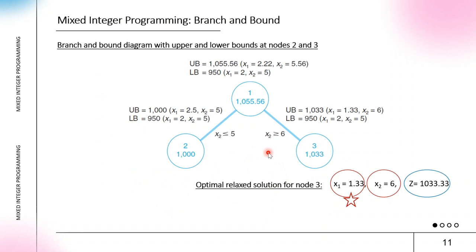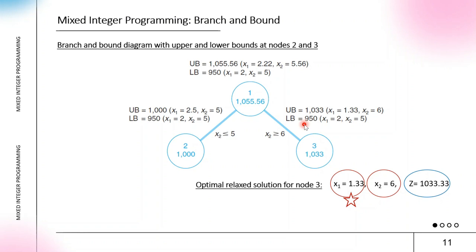This slide compares the bounds and the results from both branches. For node 2, the lower bound is 950 and the upper bound is 1000. For node 3, as we can see from here, the lower bound is 950 and the upper bound is 1033. We must continue splitting nodes until we find the optimal integer solution. This step-by-step branching ensures that we don't miss better solutions.